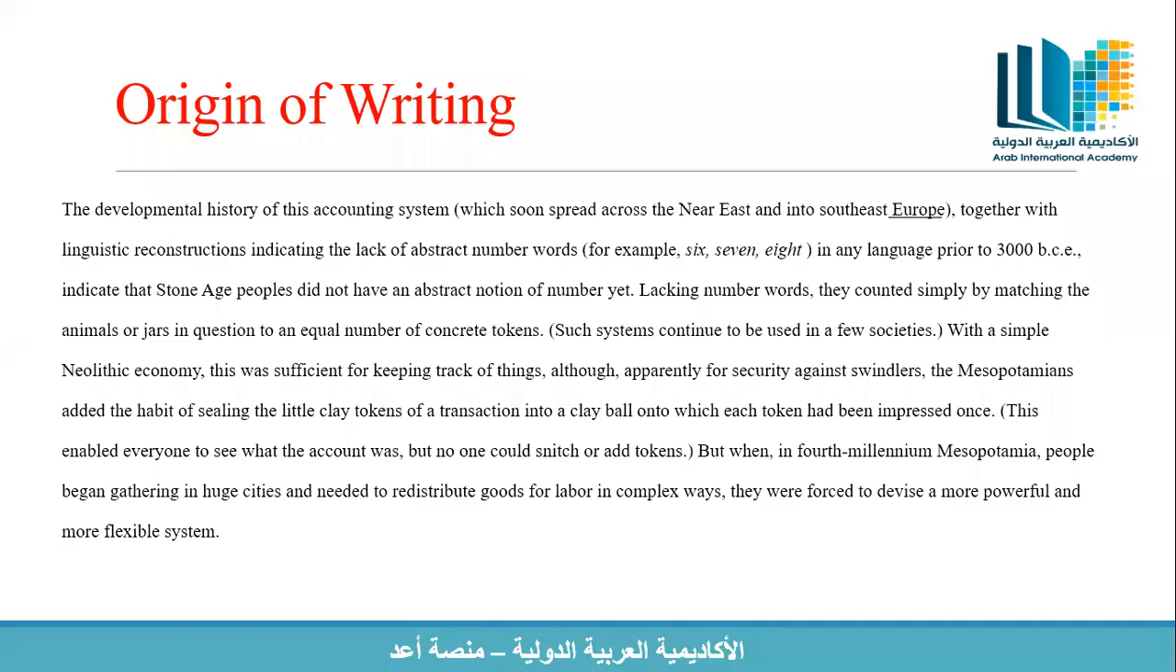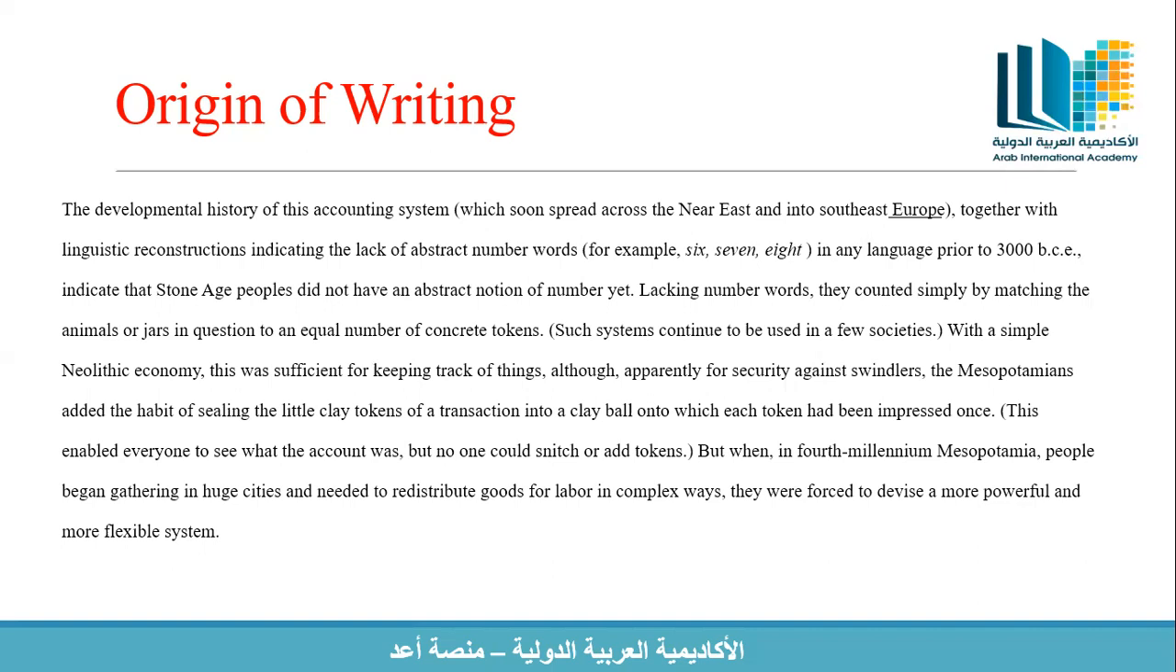So the developmental history of this accounting system, which soon spread across the Near East and into Southeast Europe, together with linguistic reconstructions, indicates the lack of abstract number words, for example 6, 7, 8, in any language prior to 3000 BC. So it indicates that Stone Age people did not yet have an abstract notion of number. That's why they represented numbers through objects.